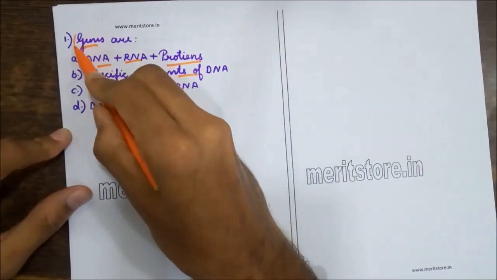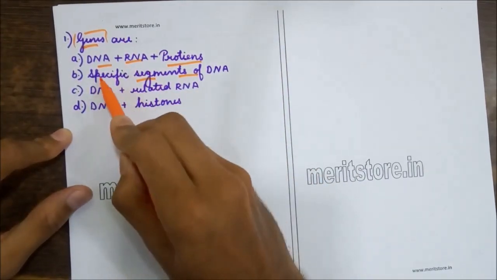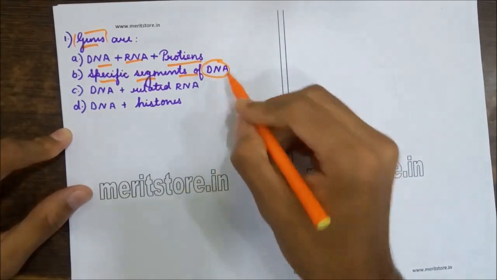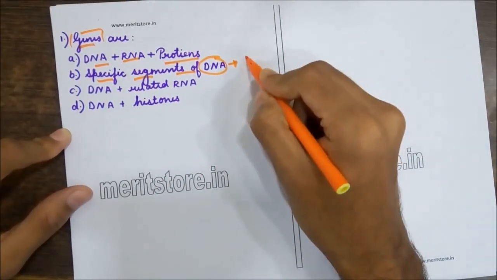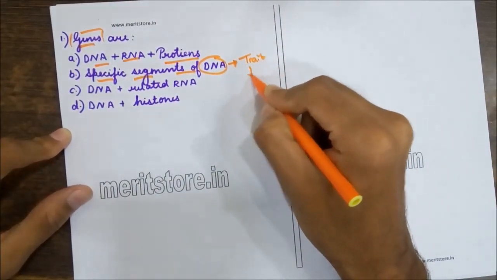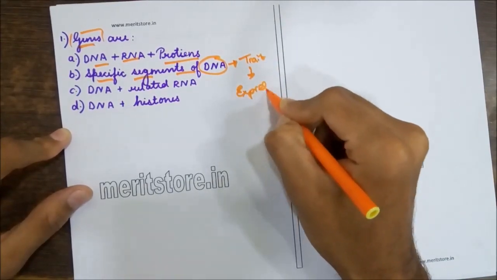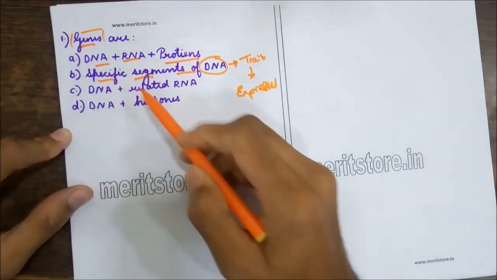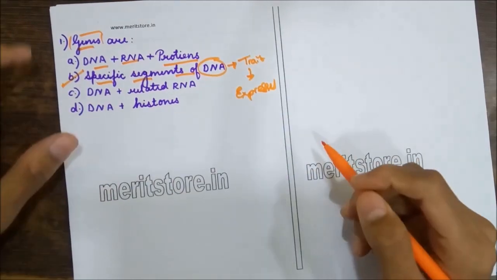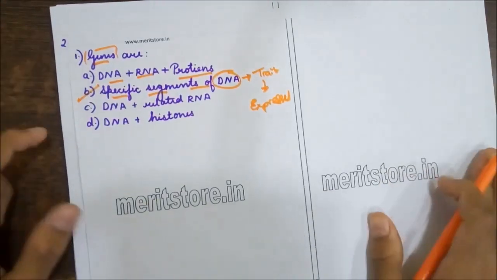So we need to understand about genes first. Genes are just these specific segments of DNA which code for a specific trait and which get expressed. So that's the direct answer, B, specific segments of DNA.